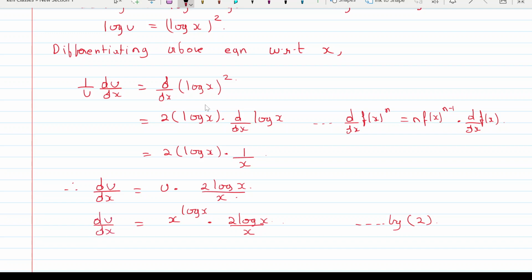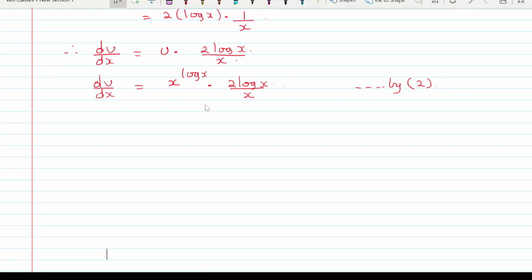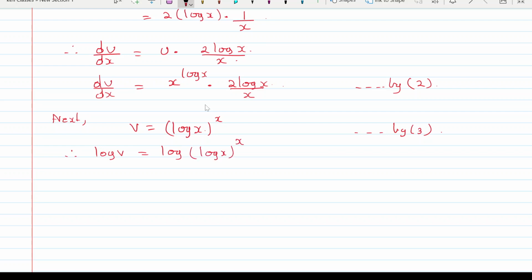So see, one term has come. Now what to do? Which is the second term needed? Second term dv by dx. So next we pick up is v. Next v is equal to, it is log x raised to x, na? Log x raised to x. This is by equation 3. Okay. Therefore, log v is equal to log of log x raised to x. Therefore, log v is x into log of log x.